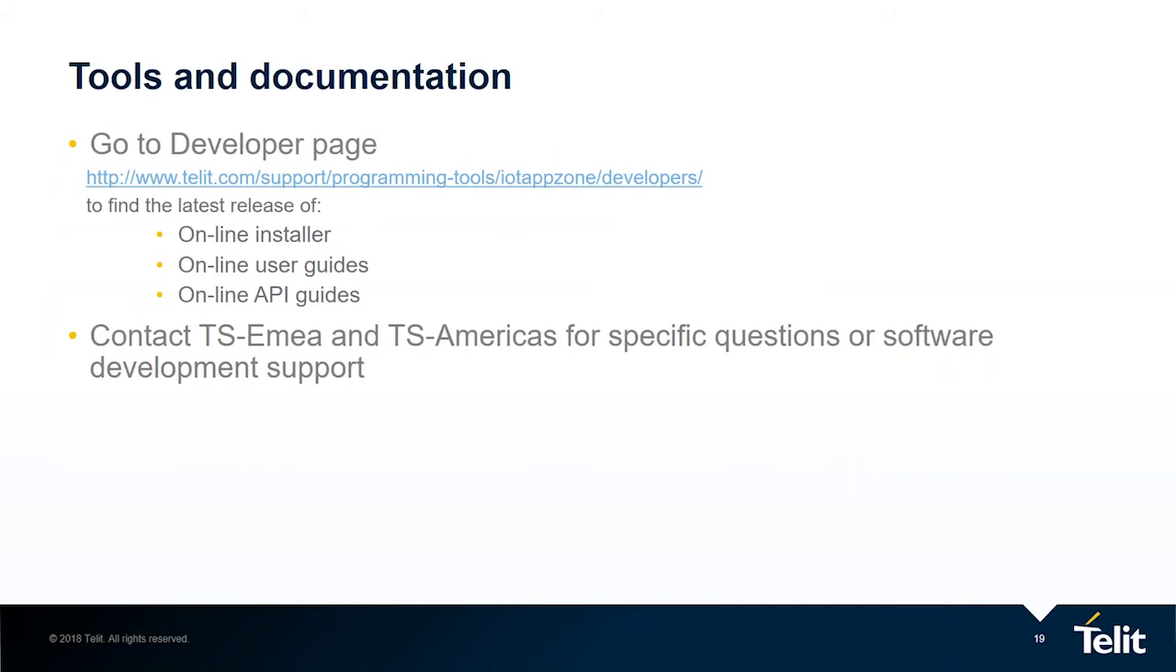One last note on tools and documentation. Here are your references to get all the information relating to AppZone. So you can go to the developer page to find all the documentation, the installer, and the user guides, and you can also contact the technical support in Europe and America if you have specific questions or you need support for your software development.